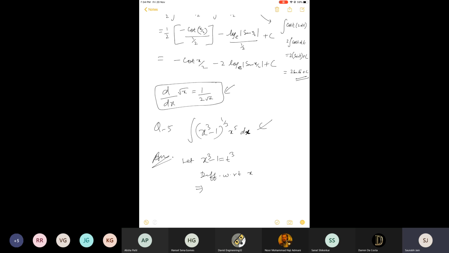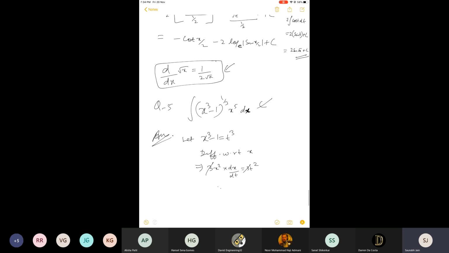So differentiation of x cube will be 3x square. Differentiation of x will be dx by dt. Here it will be 3t square. We cancel it. So in place of x square dx, I will write t square dt. Let us use these values.